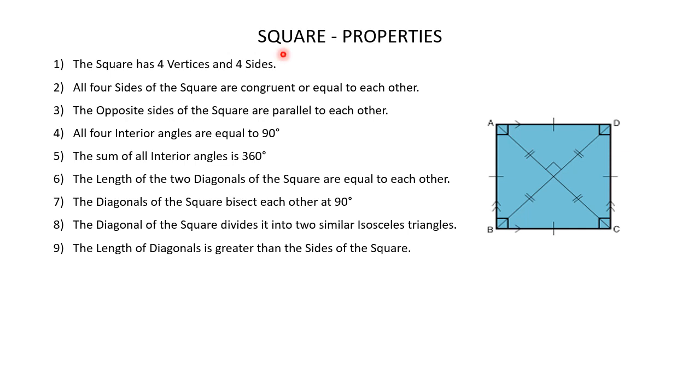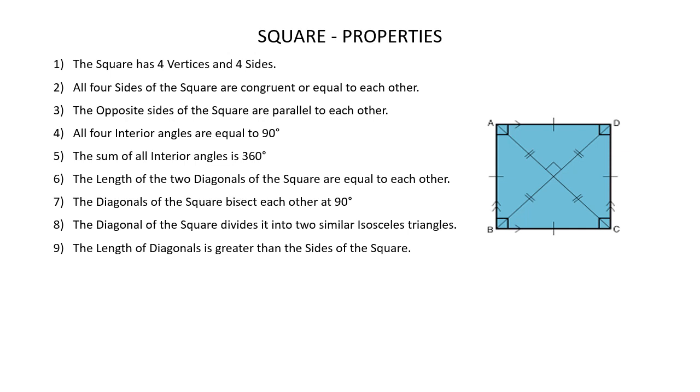Let's now look at a few properties of squares. The square has 4 vertices and 4 sides. Look at this square ABCD. This square has 4 sides AB, BC, CD and DA. Also it has 4 vertices A, B, C and D.